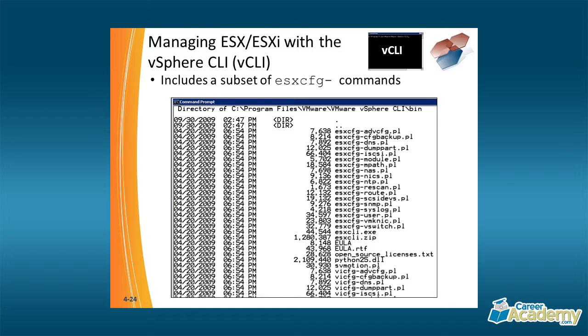You'll also notice that there's one in there called svmotion.pl. We'll talk about that later. And that came from the original remote command line interface, and that's storage vMotion. There's also an executable file in there called ESXCLI. We'll talk about that too.